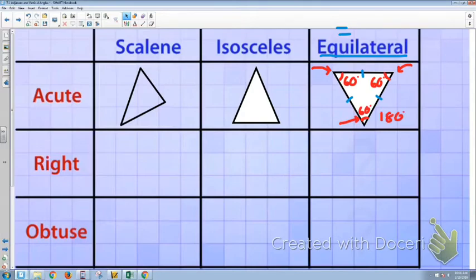And if you have an equilateral triangle, those angles must come out to be 180 degrees, so you're basically splitting 180 into 3 equal parts. Then it comes out to 60. So that's why these are equilateral triangles.